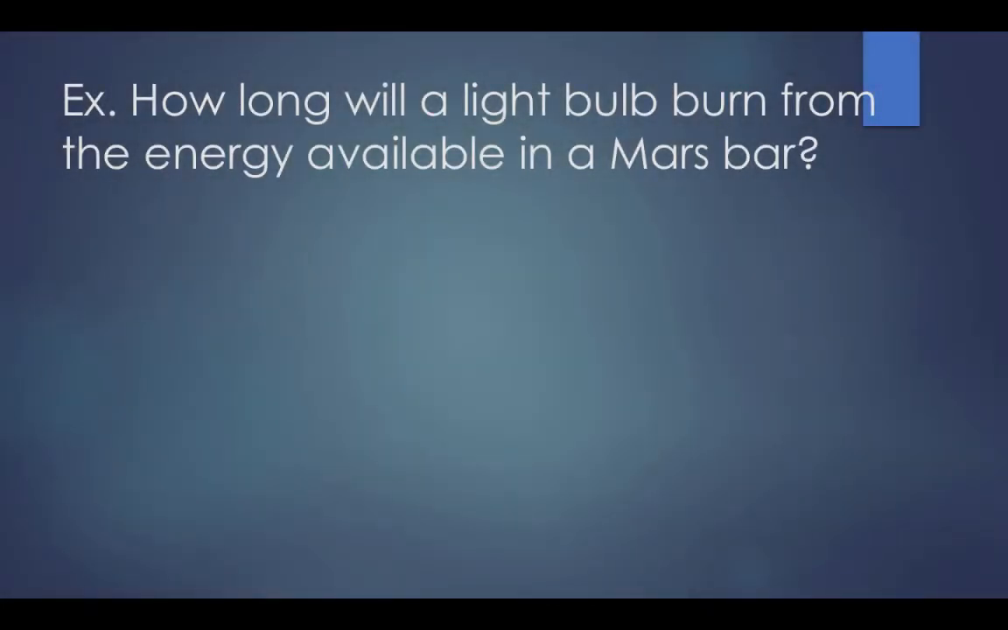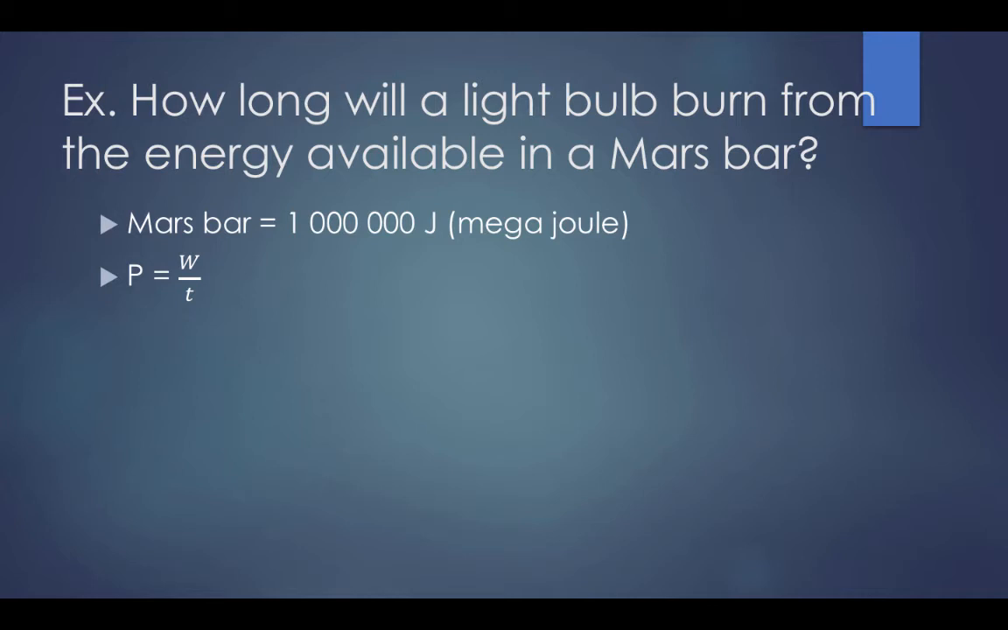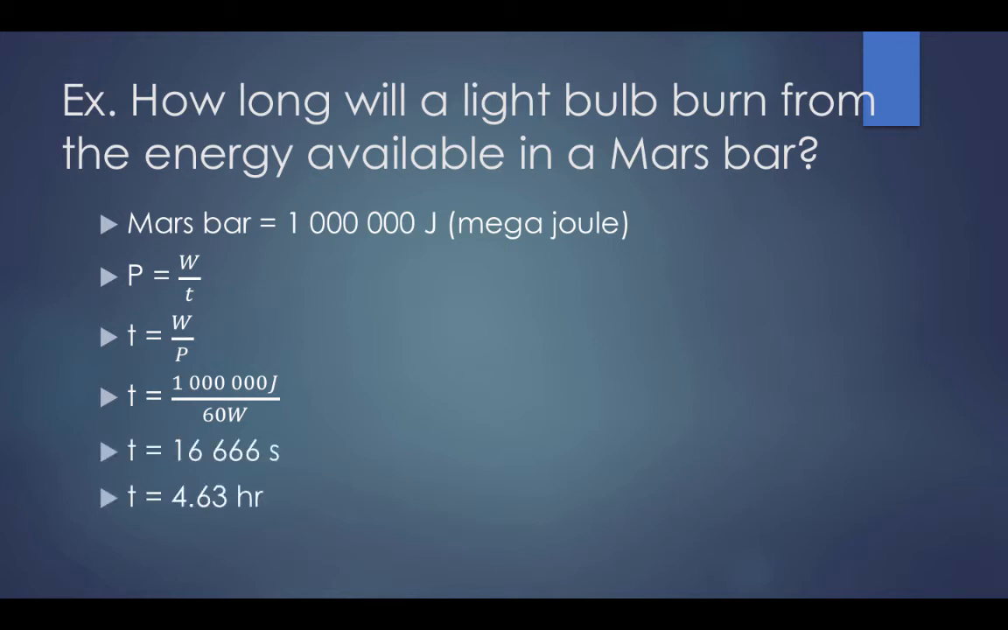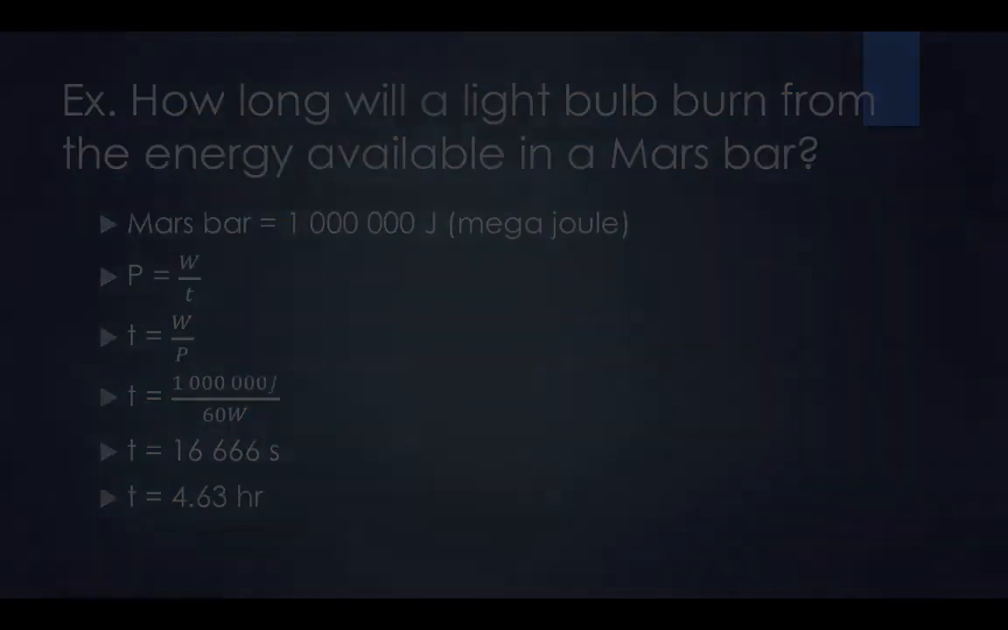For this next example, let's look at how long you can burn a 60-watt light bulb on the energy available in one regular Mars bar. A Mars bar has approximately 1 million joules, or a megajoule. The formula for power is work divided by time. Isolating for time, we have time equals work divided by power. That's 1 million joules divided by 60 watts, or 60 joules per second. Time is 16,666 seconds, which equals 4.63 hours.